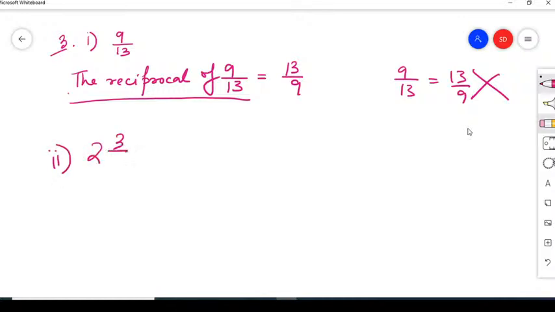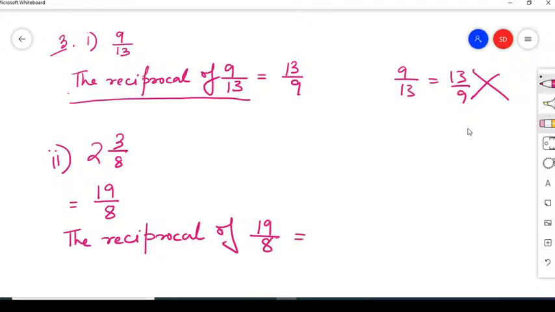2, 3 by 8. First we have to convert it into an improper fraction. 8 twos are 16, 16 and 3, 19 by 8. So the reciprocal of 19 by 8 is equal to 8 by 19.